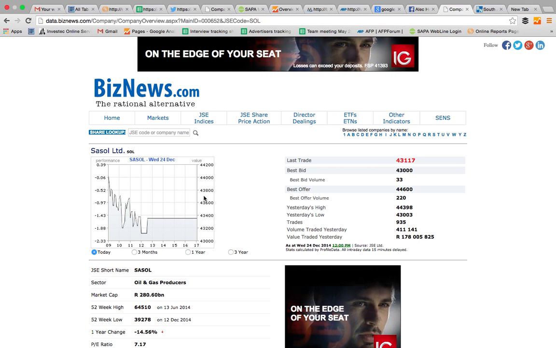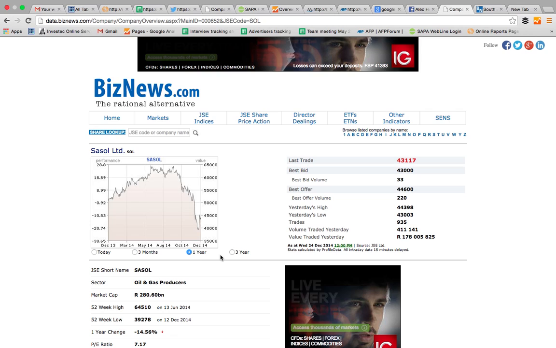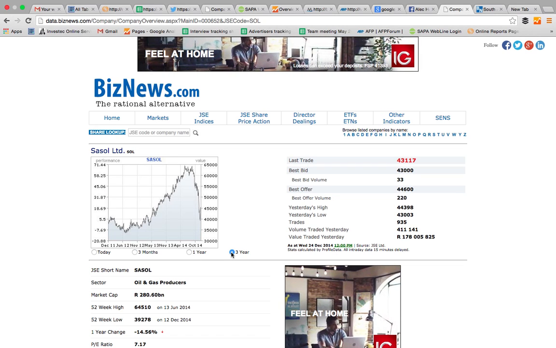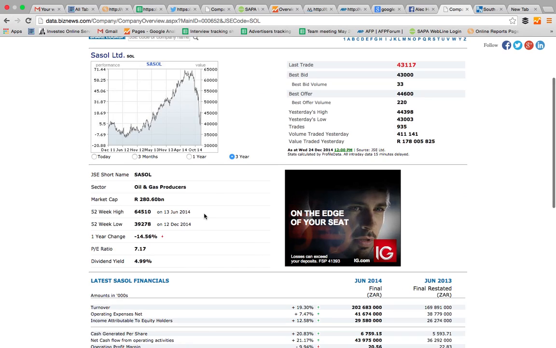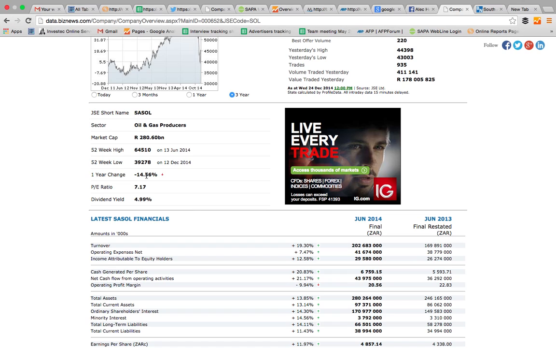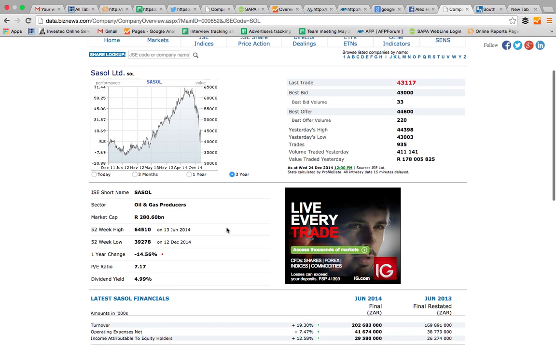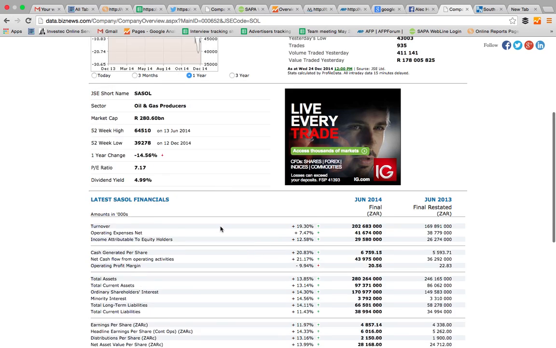There's Sasol's company page, quite self-explanatory, a share price graph that you can have a look at for different time periods. Also to the right of this is the most recent day's trading, a little outline of Sasol itself, market cap, etc. What's happened in the past year. The decline in the oil price has certainly hit this poor company in the last little while. As you can see, there's the 1-year share price performance.